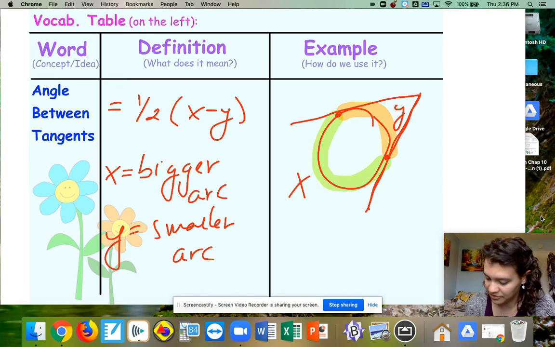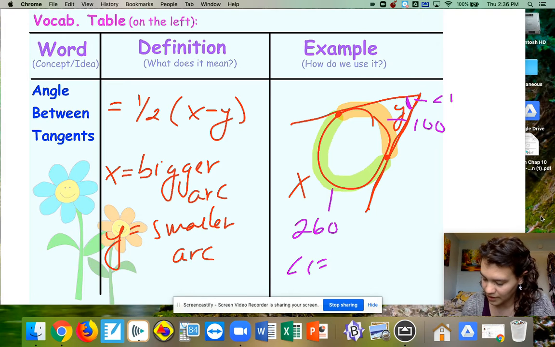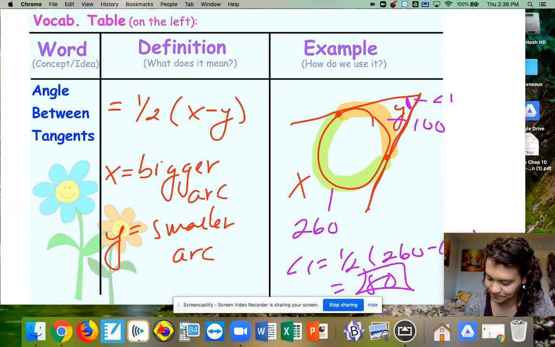So if we add numbers, if we say that green is 260 and this one is 100, your angle right here, we'll call it angle 1, is going to be 1/2 of 260 minus 100, which will then give you 80.